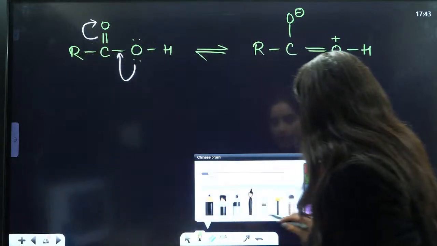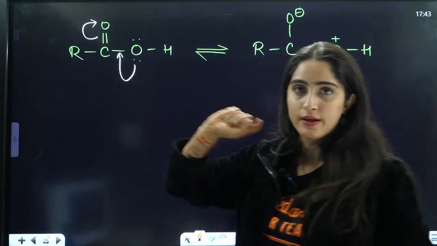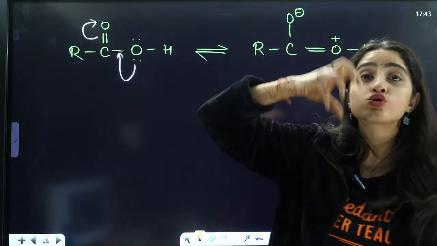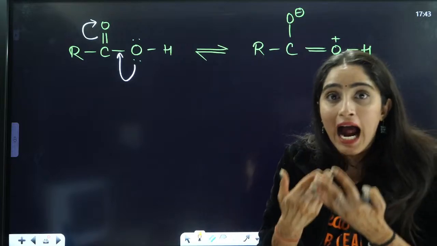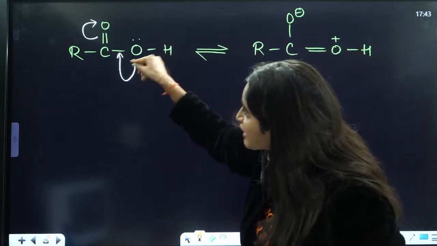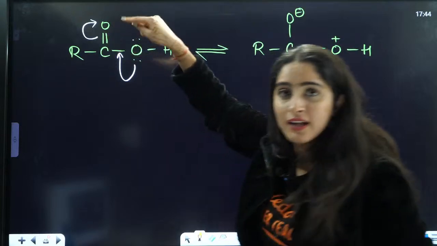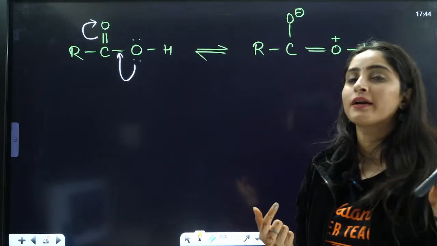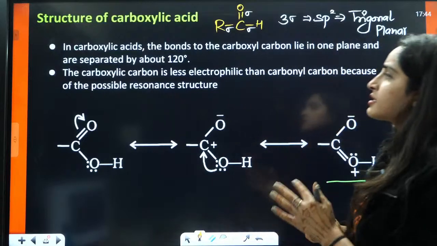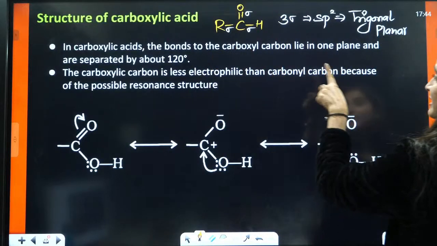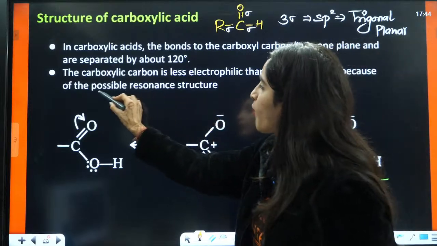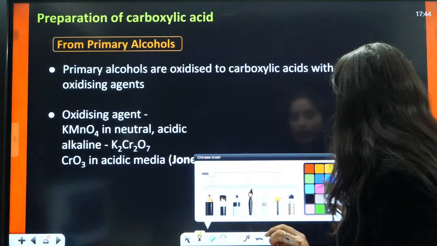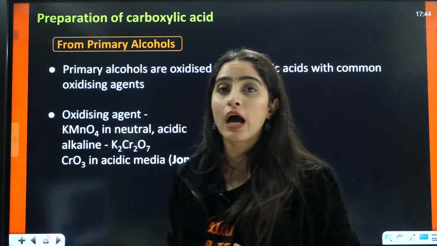Why are we saying that? Because the electrons are delocalizing here, right? So this carbon, which was supposed to be electron deficient, is not that much electron deficient because the electrons are moving in this line. The electrons are moving here and there. This is what they are saying: it is less electrophilic than the carbonyl carbon because of the possible resonating structures, right? Okay, everybody.